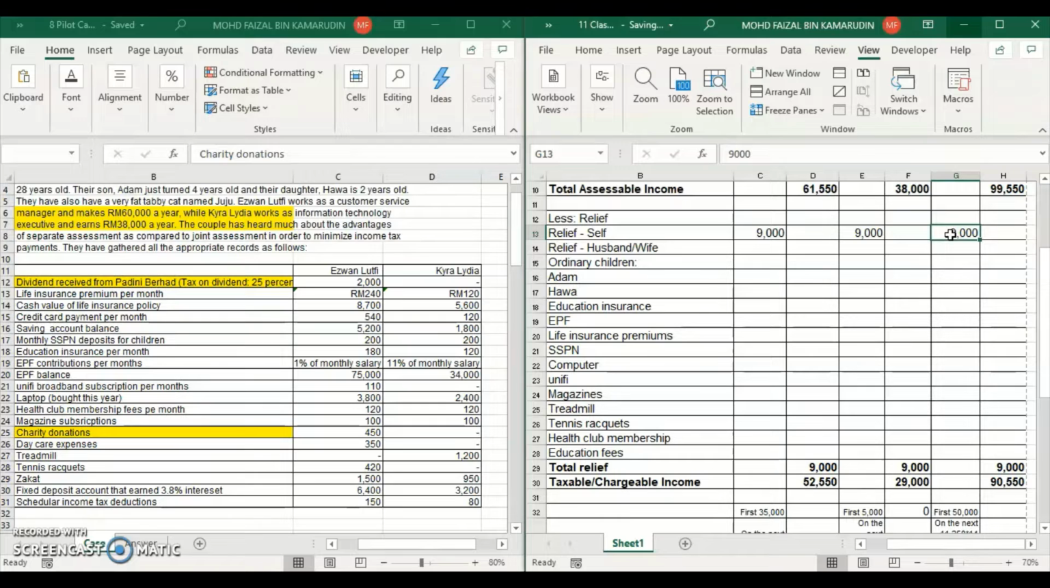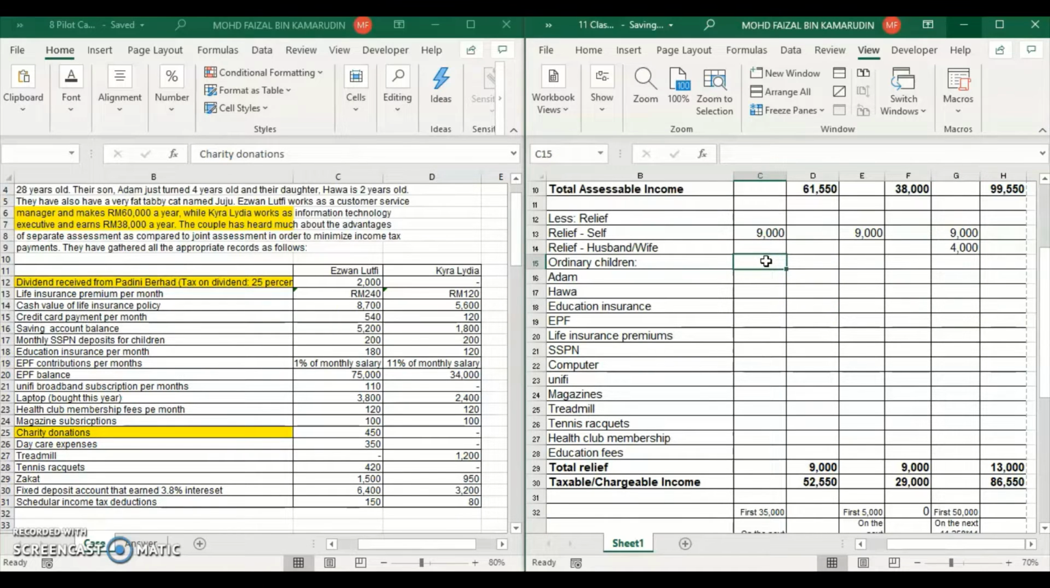It's not that for joint, 9 plus 9 equals 18,000, because the maximum that you could claim is only up to 9,000. For these two items, I would say they are not applicable, because here we are preparing separately, so you cannot claim for this one. I mean the relief for husband and wife, unless the couple decide to lodge jointly, then they will be entitled to 4,000. So this is the advantage of filing a joint assessment in the income tax.